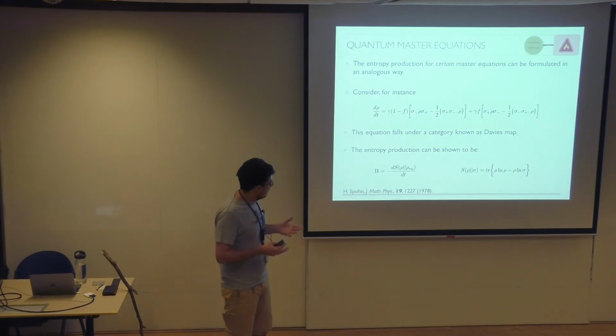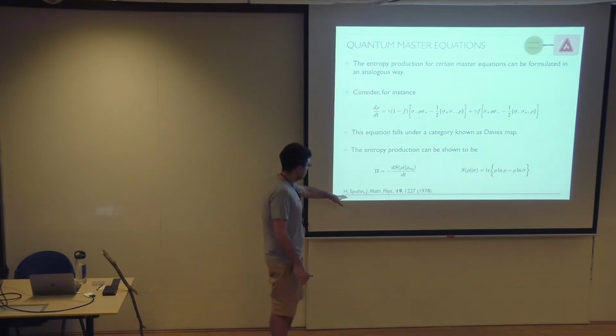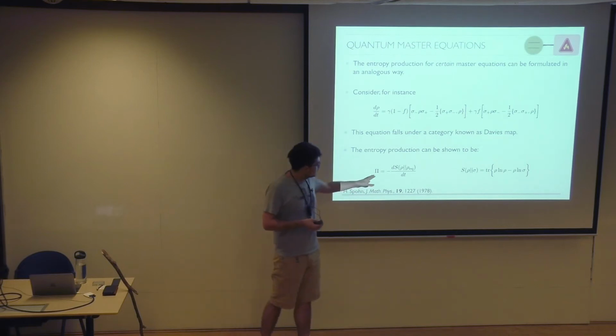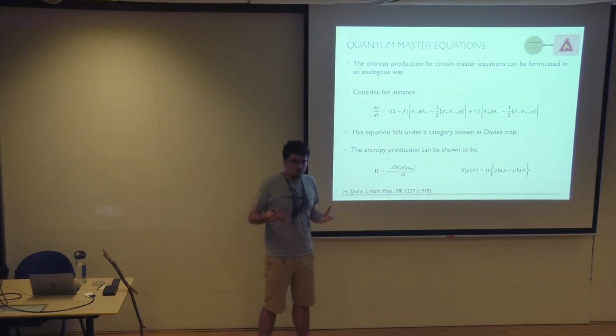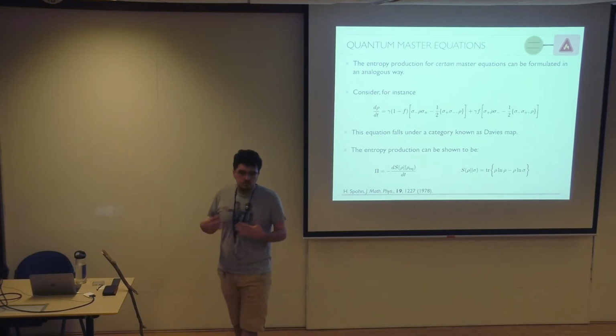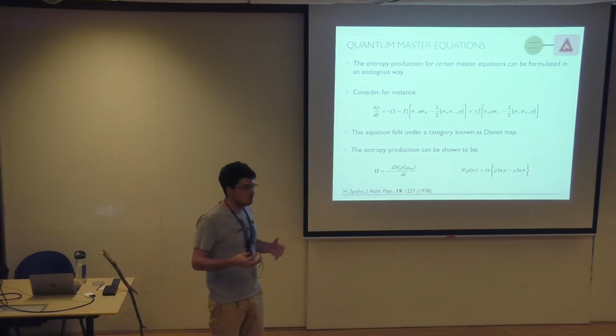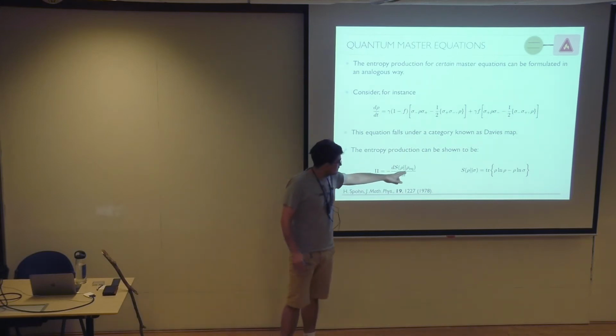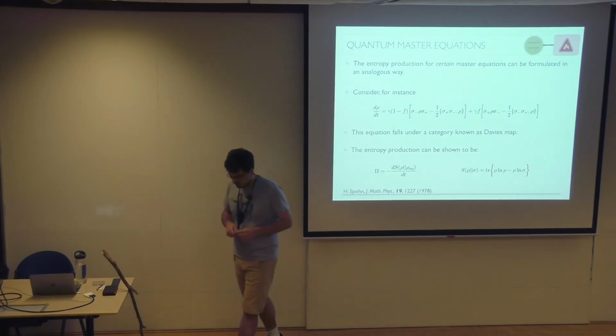And in fact, it has been shown by Spohn in '78 and then again and again by several authors that the entropy production rate is exactly the same formula we had before. But now, instead of having the classical relative entropy, you substitute it by the quantum relative entropy between the current state of the system and the equilibrium state.